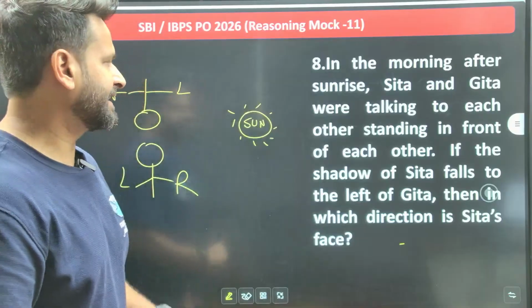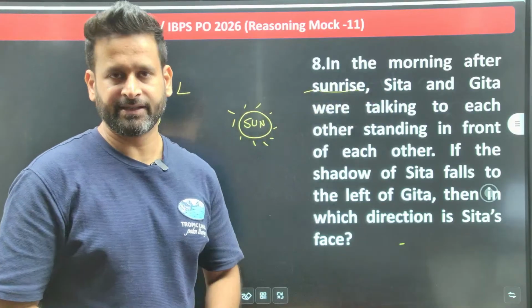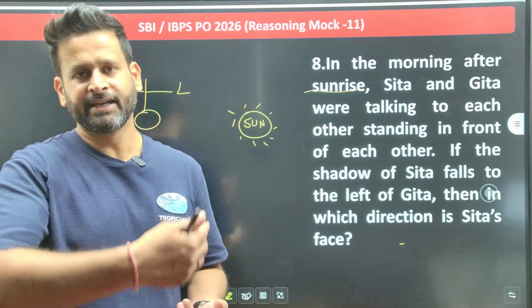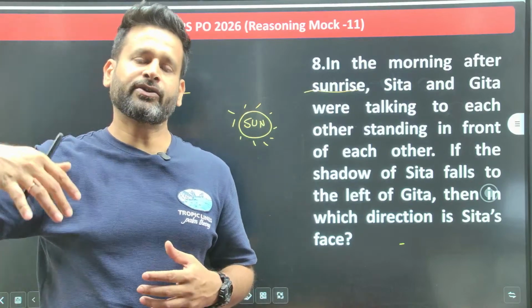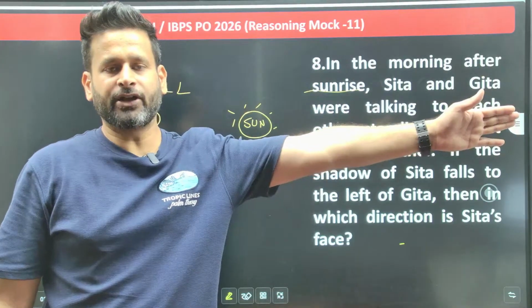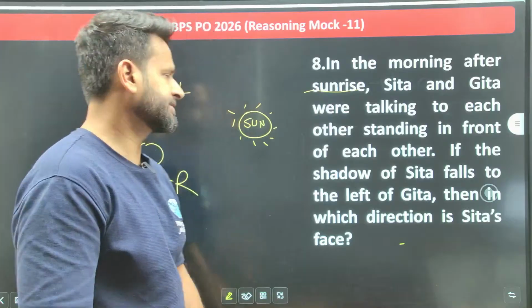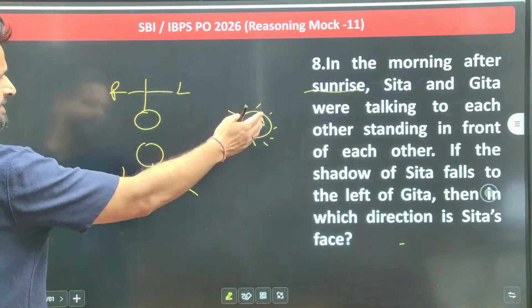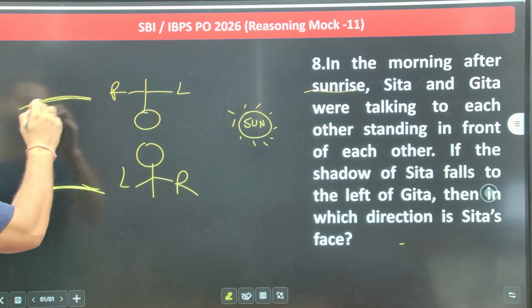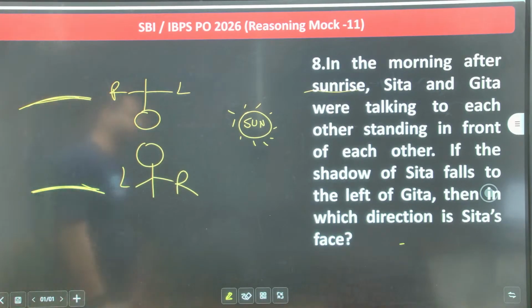That is the reason I said that during the time of morning sunrise, the shadow of all the objects, whatever the object or the person is, will be in the west. And during the time of sunset, when the sun is in the west, the shadow will be in the east. Have you understood this? Now, because this is the sun and these are two persons facing each other, the shadow will be formed in the east. These will be the shadows of these two persons.